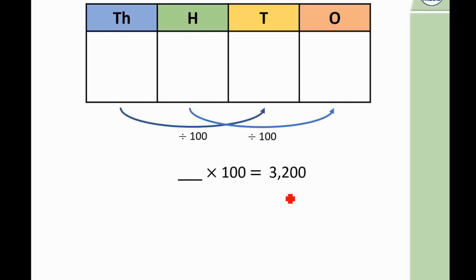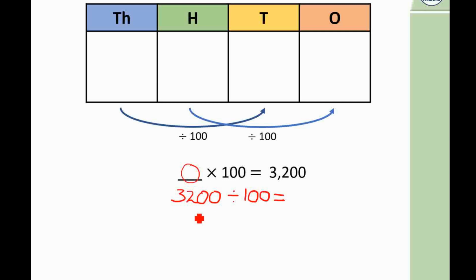3,200 is the answer. Now, it's a multiplication question. That means we have to go backwards. We have to do the opposite. So we have to start with 3,200 and divide it by 100. Okay, see, we're doing the opposite now to get this answer. Right? So I've got the 3,200.